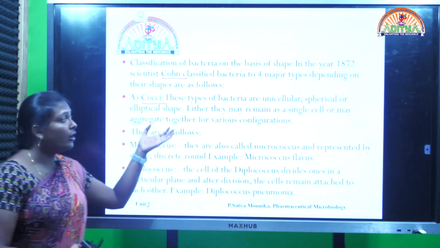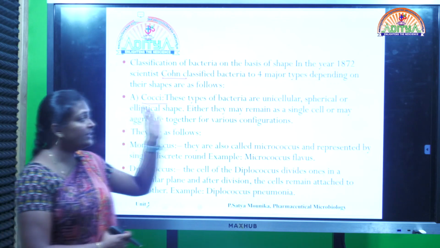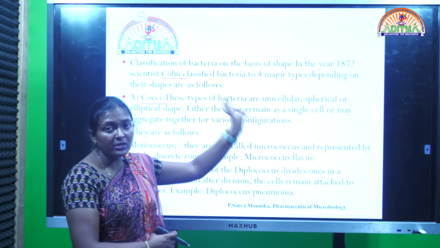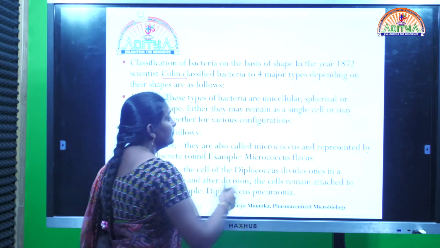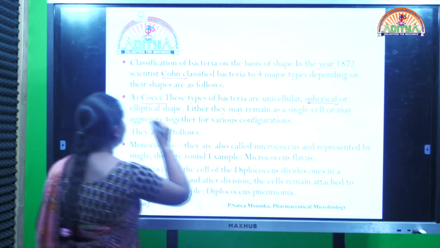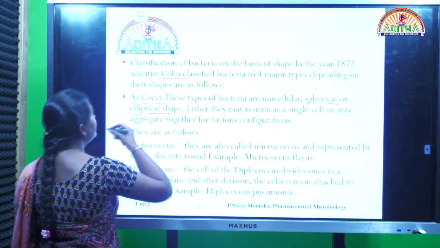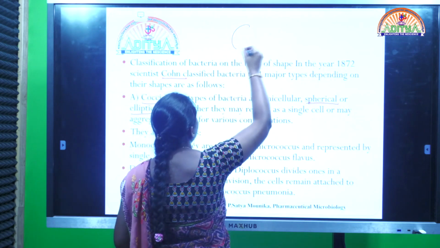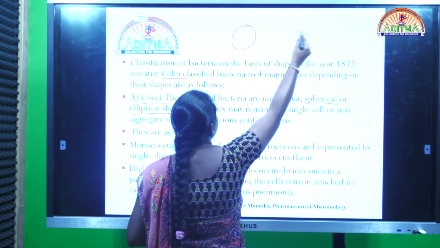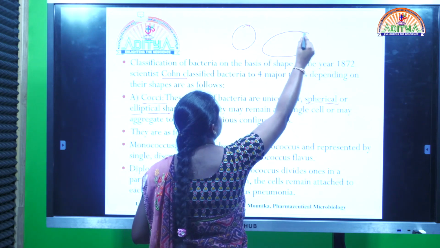So now coming to Cocci, what are these? These are generally the bacterial cells which are unicellular and either spherical or elliptical in shape. So we should know the difference between spherical and elliptical. Spherical is completely round. When it comes to the elliptical, they are oval, isn't it?